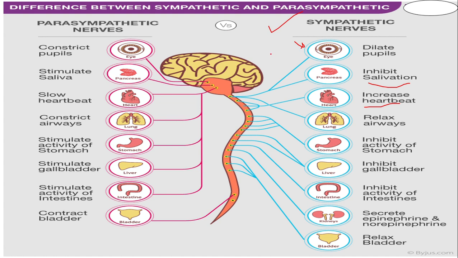But in comparison to the sympathetic nervous system, the parasympathetic nervous system is at work when we are in a rest condition, meaning there is no stress condition. At that time, our pupils are constricted and the heartbeat is slow, and our gallbladder and stomach are actively participating. So this is all due to the parasympathetic nervous system. So these are all the categories of the organization of the nervous system.